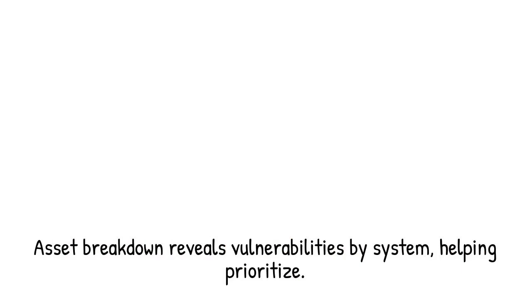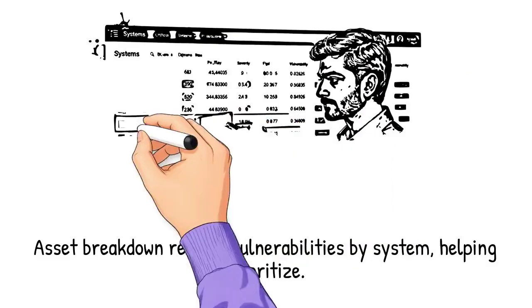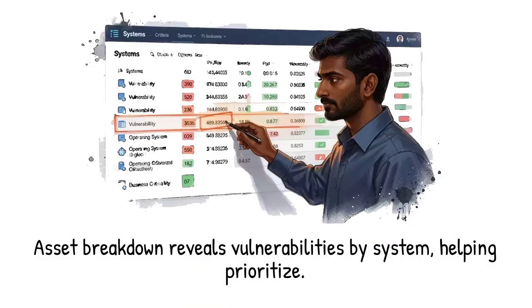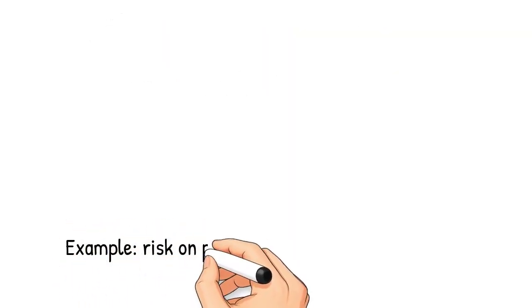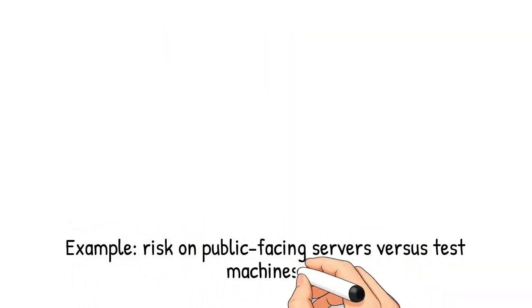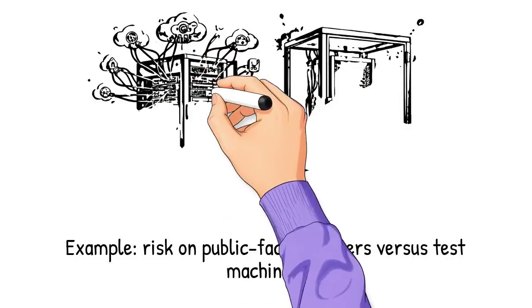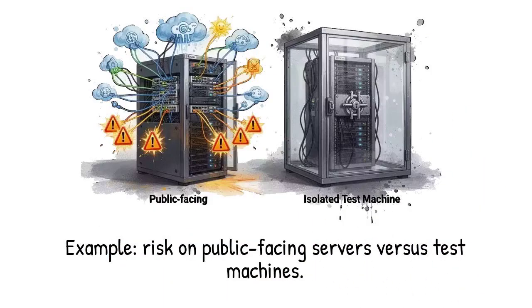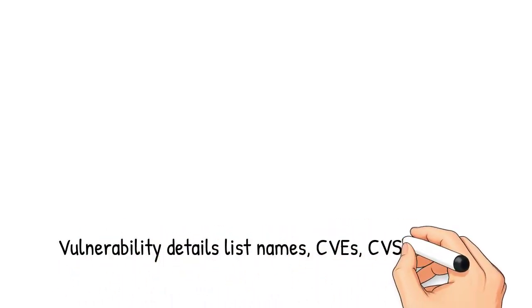2. Asset breakdown, which systems are in trouble. This section lists every system scanned and shows the number of vulnerabilities, severity distribution, operating system, IP address, and business criticality. This helps teams prioritize based on impact. Example: a vulnerability on a public-facing web server is far more dangerous than the same vulnerability on an isolated test machine. 3. Vulnerability details, the heart of the report.